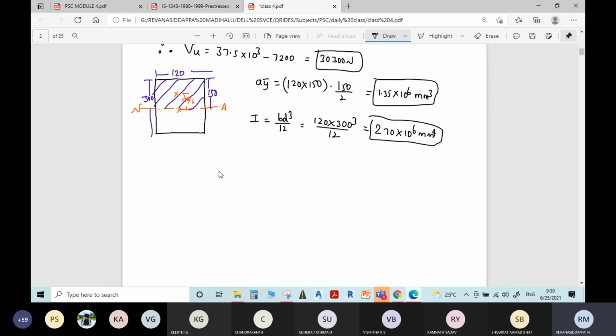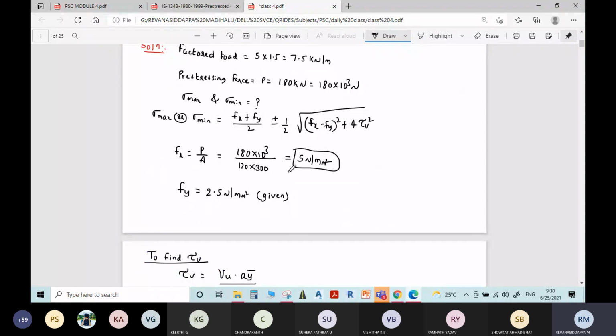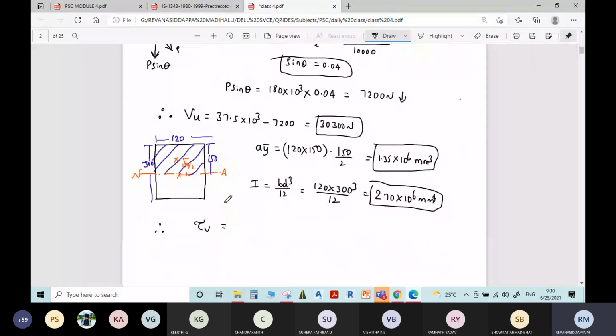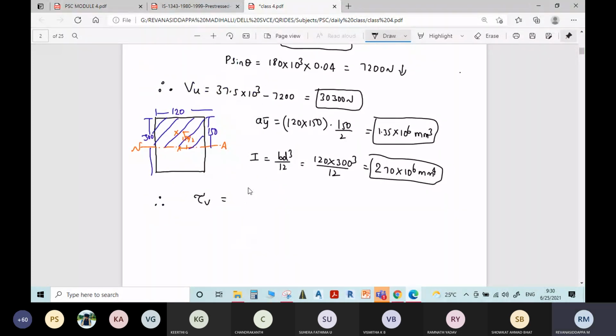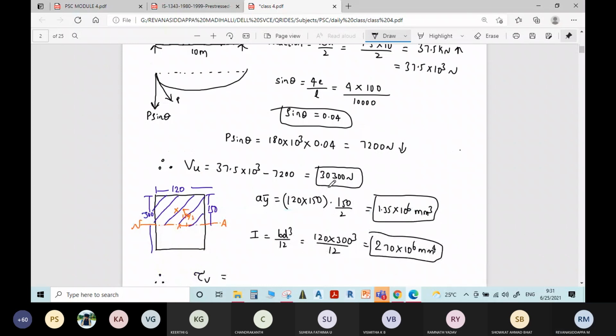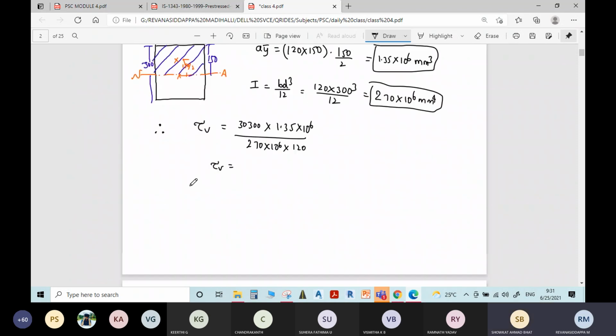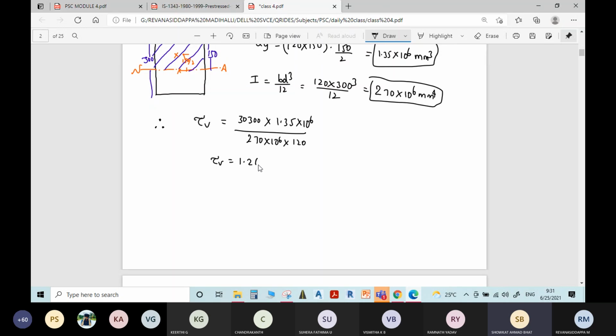Therefore, tau V is equal to... First, tau V we are calculating, no? Vu into Ay bar. Vu is 30,300 newton into Ay bar is 1.35 into 10^6 divided by I, 270 into 10^6, into B, 120, the width of the beam. How much do you get for tau V, the shear stress? 1.262 newton per mm square. Yes.